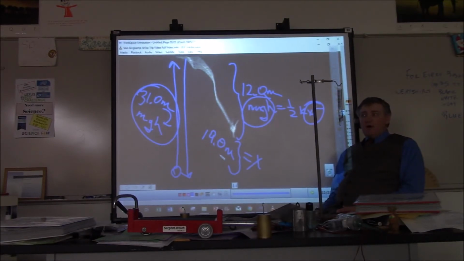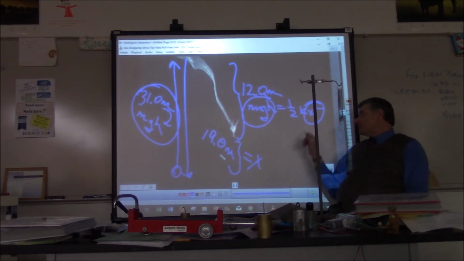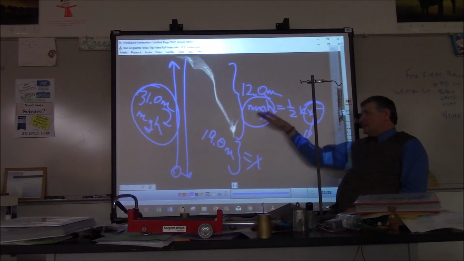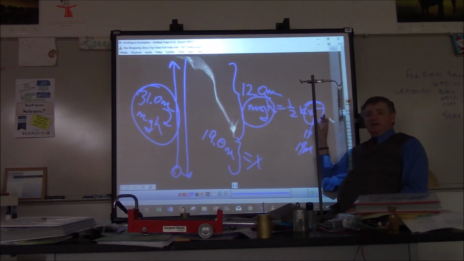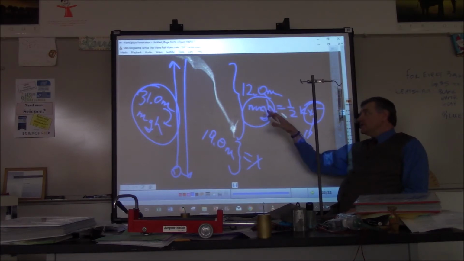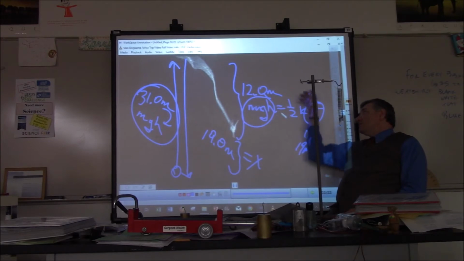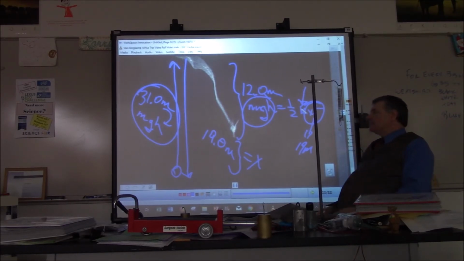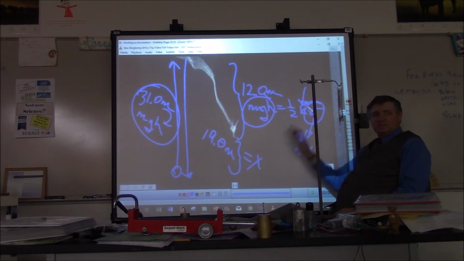The 19. Why? That's how much stretching is going to occur. So this is going to be 19 meters. So you set your MGH equal to 1/2 kx squared. You know everything here. Use the 31 meters as your height. You know X. The only thing you don't know is K. If all goes well, that value of K should be, if I remember right, around 100. Something like that. So you've got to find that spring constant.